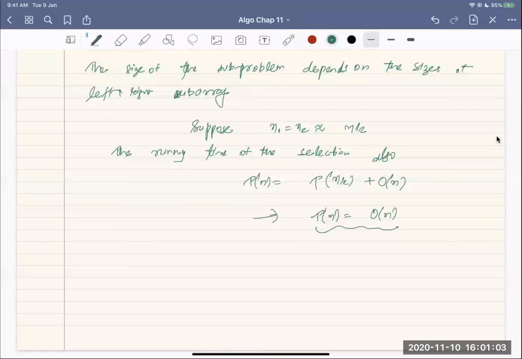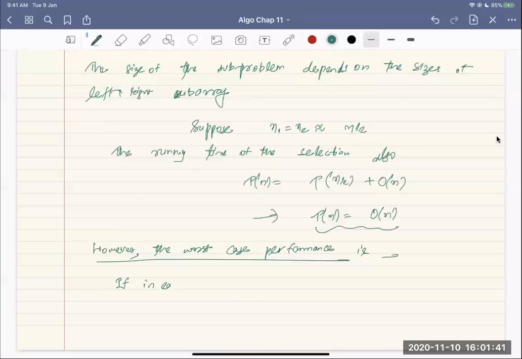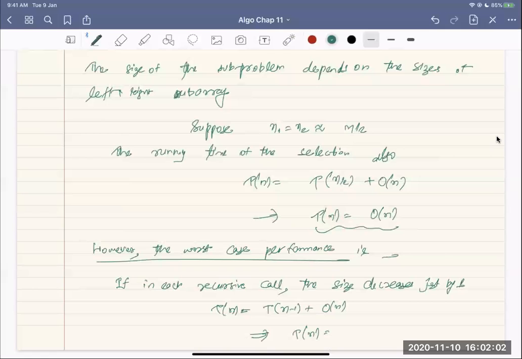We only took the case when we got a very good partition. But what is the worst case performance? You see, in the worst case, it may happen just like it happened in Quicksort that you're not able to make a good partition. So if in each recursive call, the size decreases just by 1, then it will be T(n) as T(n-1) plus n. And if you solve it, that will give you T(n) as theta n square.